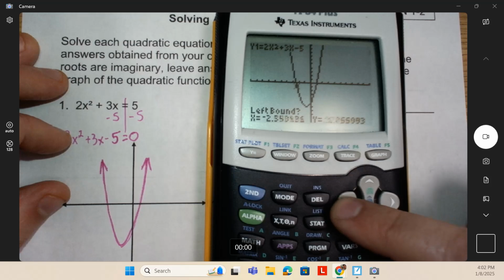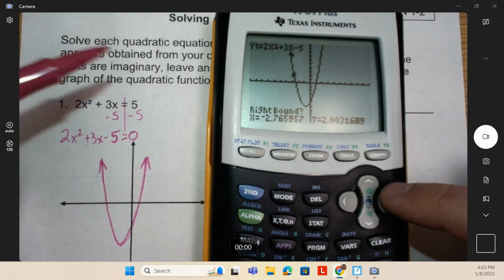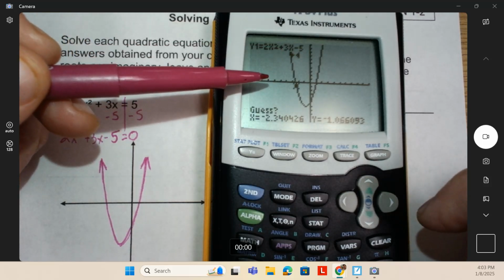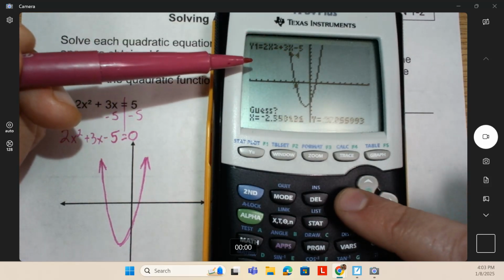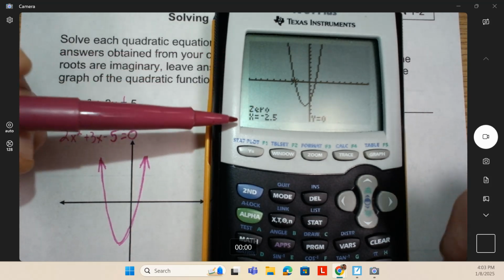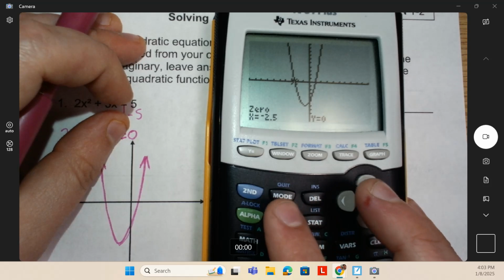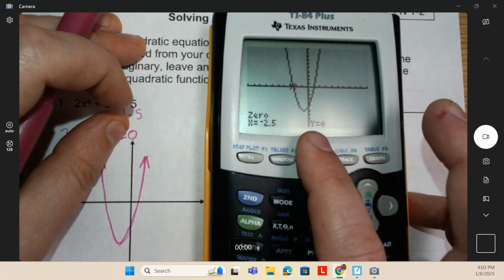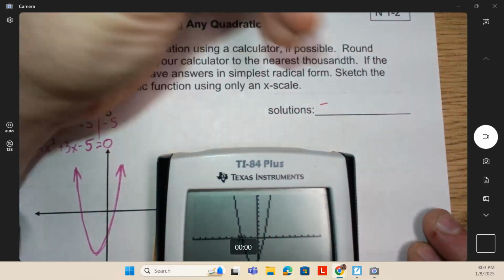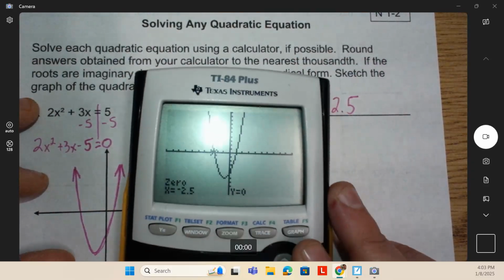So it wants to know left bound. So make sure you're on the left side. And I'll put a little arrow up here. Then right bound. And so then my guess would be right in between that. And so it gives me negative 2.50. So I know it's the right point because my y value is 0. And that's going to be a negative 2.5. But there's more than one 0 on this.